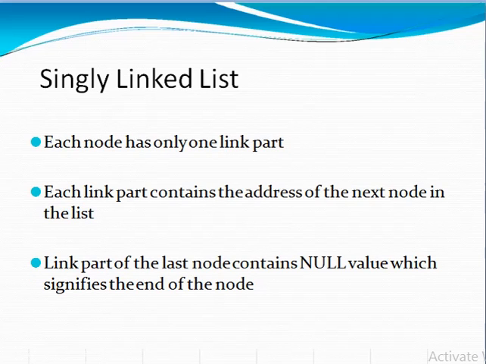Now, what is a singly linked list? In a singly linked list, each node has only one link part. Each link part contains the address of the next node in the list. As I already said, a node is divided into two different parts: one is the data element and the other is the address of the next node. The link part of the last node contains the null value, which is the end of the linked list, or we can say null signifies the end of the list.